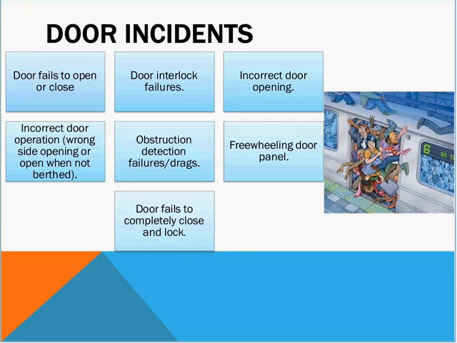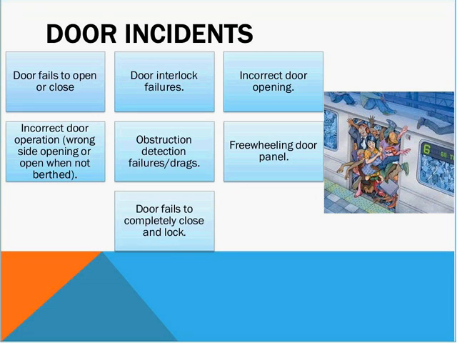We have incorrect door operations. Doors have been known to open on the wrong side. The train comes in on one side and the doors open on the other side. Obstructions sometimes are not detected, and a stroller or a person gets dragged. There is also the freewheeling door panel, where the door keeps opening and closing while the train keeps moving, and sometimes the door fails to completely close.